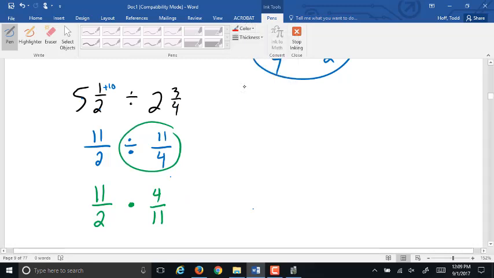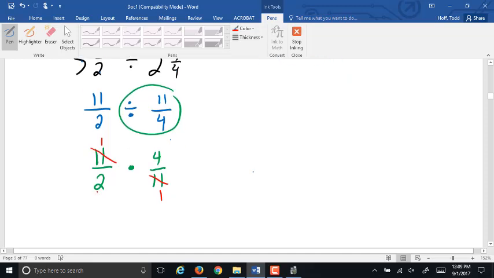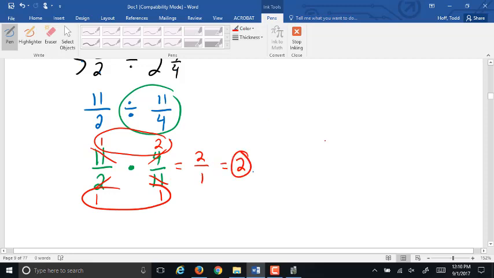Now that this is multiplication, we can cross cancel. We can cross cancel a lot here. The 11s divide out completely. 11 divided by 11 is 1 in both spots. 2 and 4 divide by 2. 2 divided by 2 is 1. 4 divided by 2 is 2. We got 1 times 2 is 2. 1 times 1 is 1. So 2 over 1, or just 2.